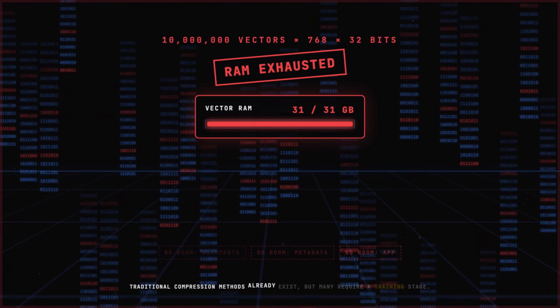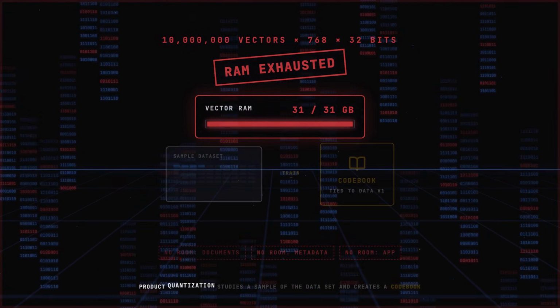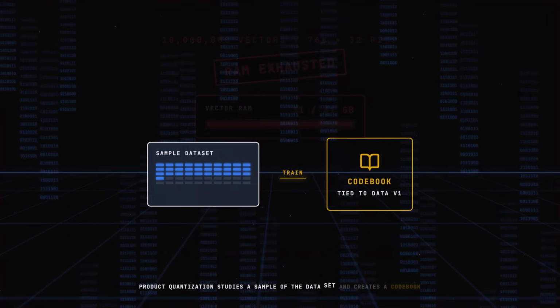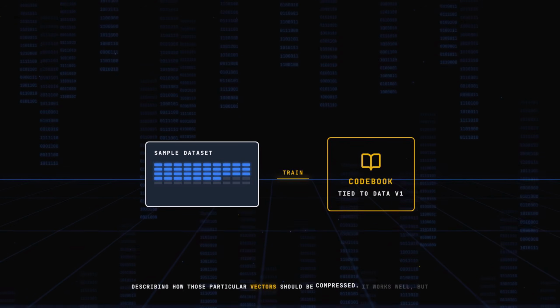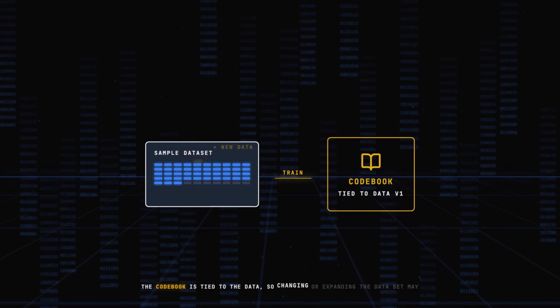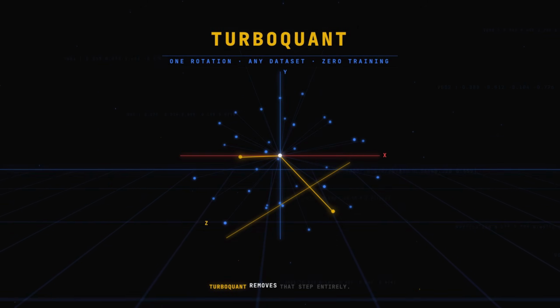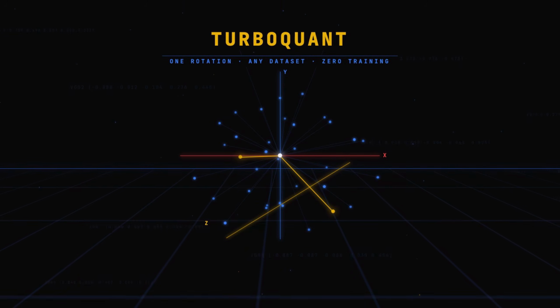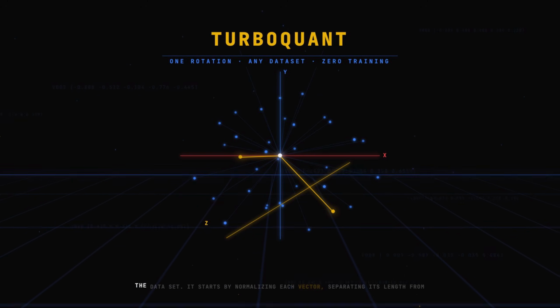Traditional compression methods already exist, but many require a training stage. Product quantization studies a sample of the dataset and creates a codebook describing how those particular vectors should be compressed. It works well, but the codebook is tied to the data, so changing or expanding the dataset may require retraining it. TurboQuant removes that step entirely. It is data oblivious, which means it can compress vectors without first studying the dataset.